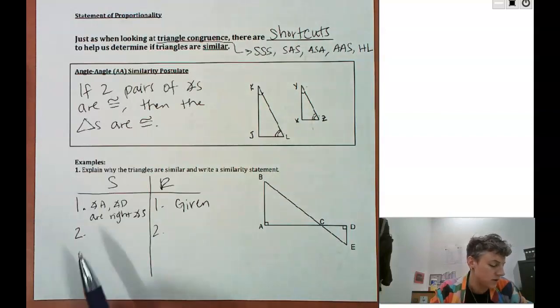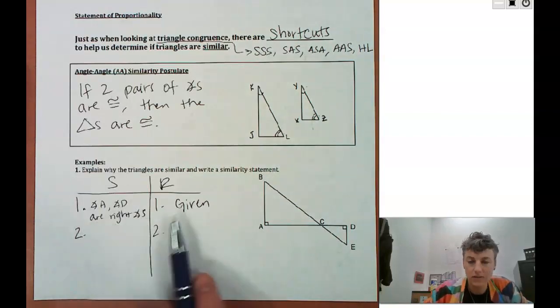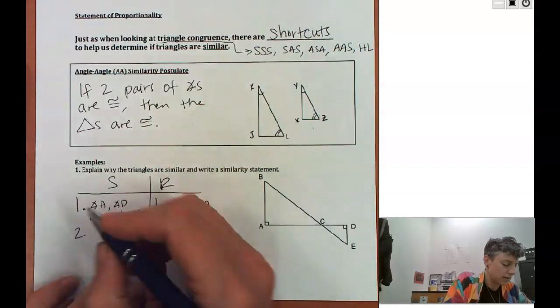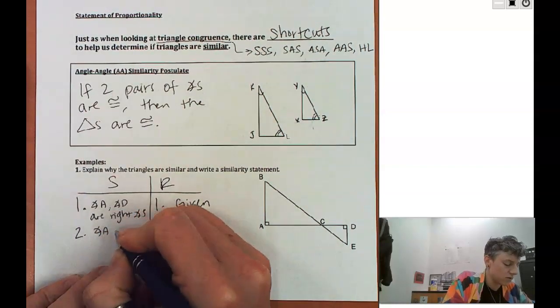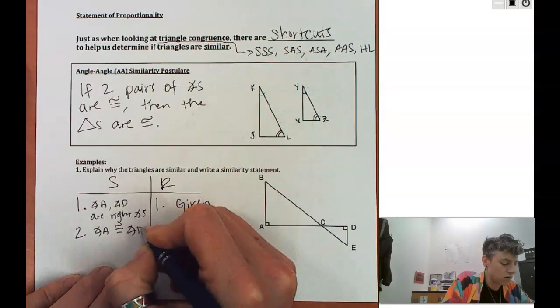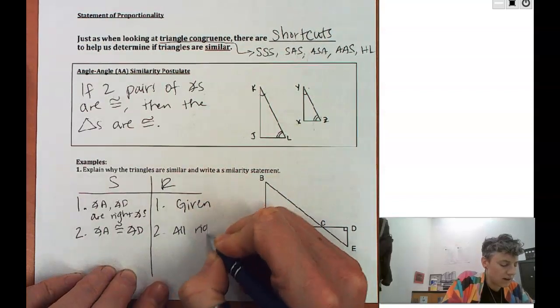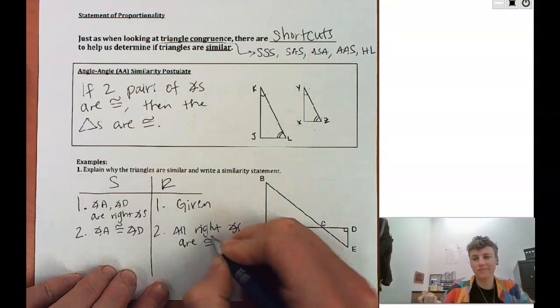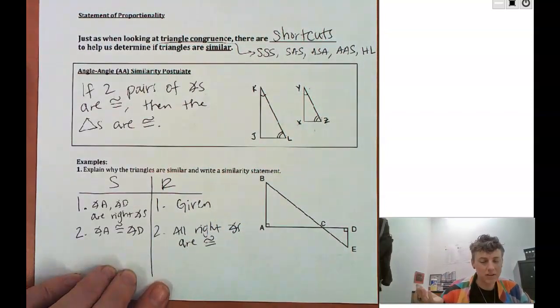So we said angle A and D are right angles. That was given in the picture, right? What do we know about right angles? I mean, they're 90 degrees, and they're definitely all congruent to each other. So angle A is congruent to angle D because all right angles are congruent. They're all 90 degrees, so they have to be congruent to each other. They're all the same measure.